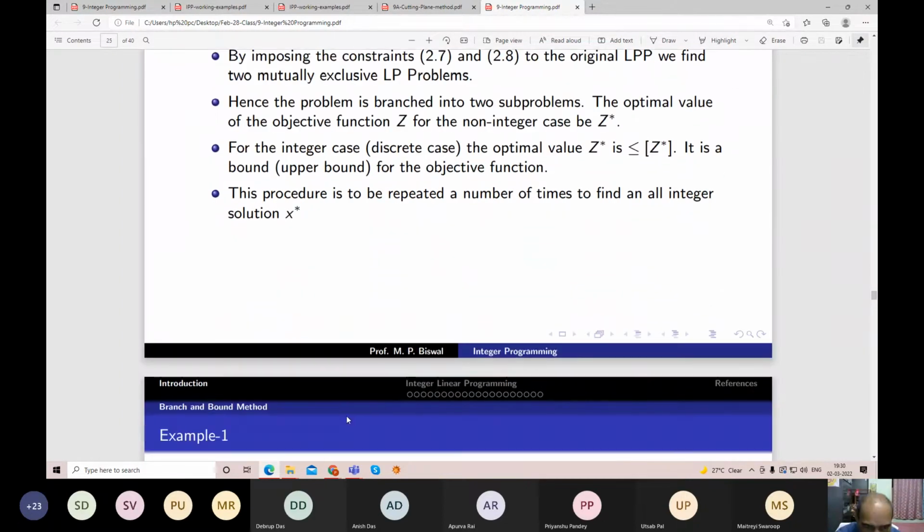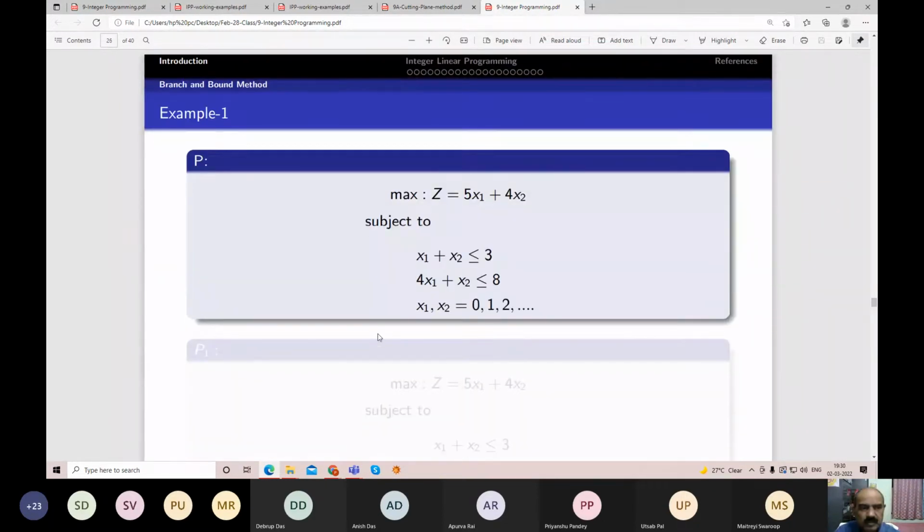See a problem. This is an example, say here. Maximize z equal to 5x1 plus 4x2. I think same problem I have solved earlier. 5x1 plus 4x2, subject to x1 plus x2 less than or equal to 3, 4x1 plus x2 less than or equal to 8. This is an elementary problem.